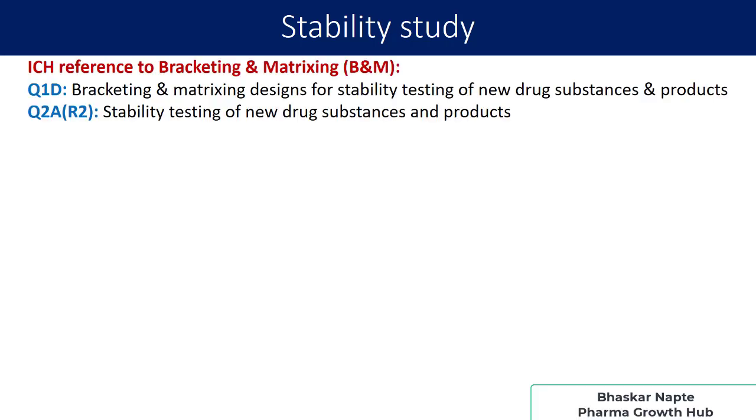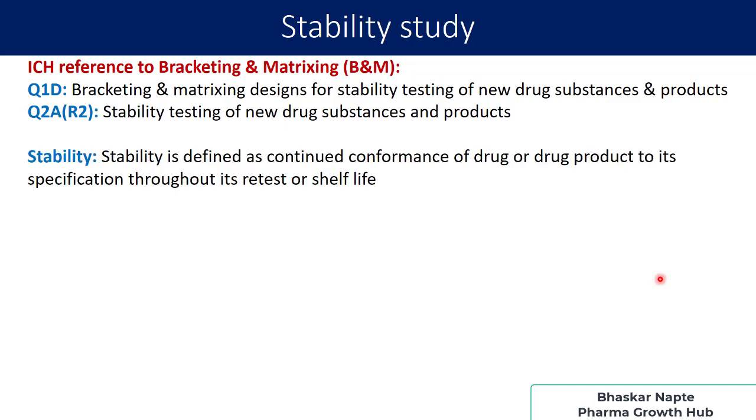A very brief look at the stability testing and where this reference has been provided in the ICH guidelines, and here are these two important guidelines. The first one is Q1D, which talks about the bracketing and matrixing designs for stability testing of new drug substances and products. And the second ICH guideline, which again talks about the bracketing and matrixing concept, is the Q1A(R2), that is the stability testing of new drug substances and products. So you will find the reference of matrixing and bracketing in both of these guidelines.